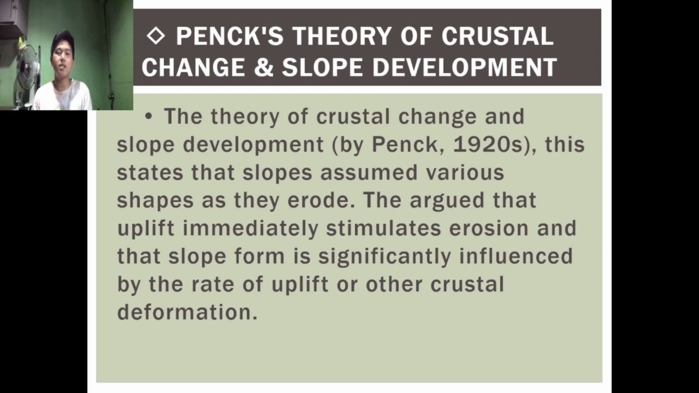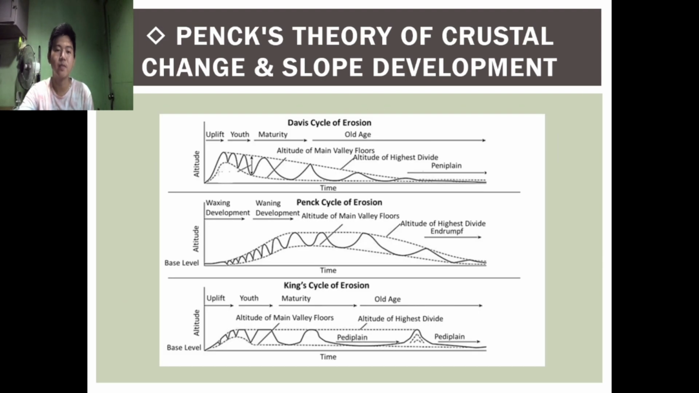Banks' theory of crustal change and slope development. The theory of crustal change and slope development states that slopes assume various shapes as they erode. They argued that uplift immediately stimulates erosion and slope form is significantly influenced by the rate of uplift or other crustal deformation.